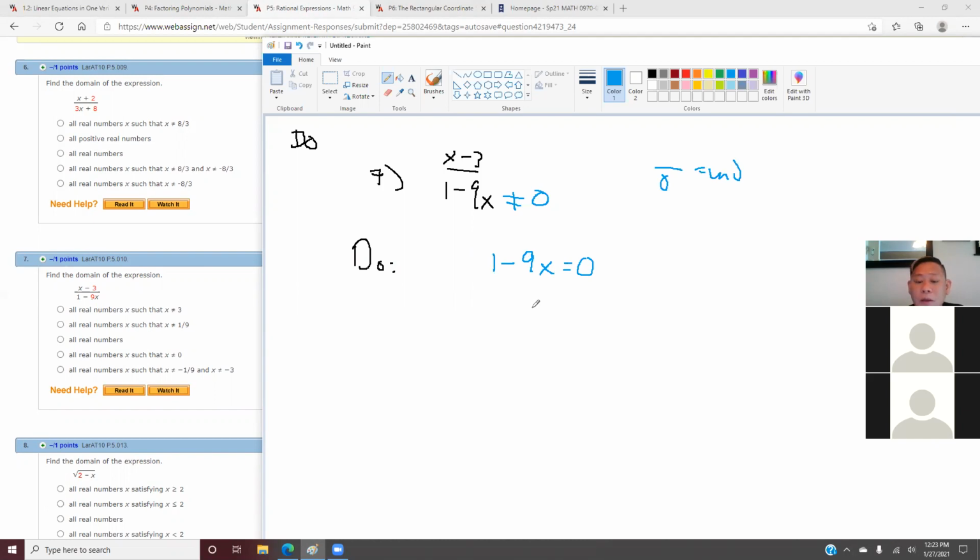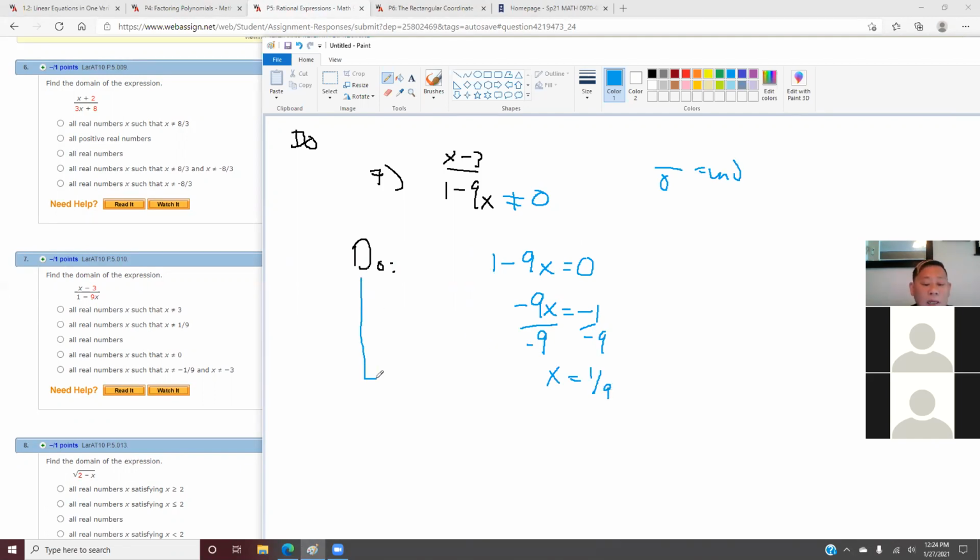Yep. So you move the 1 over, so you get negative 9x equals negative 1, because positive becomes negative when you move over. And then you divide by negative 9. So x in this case is 1/9.